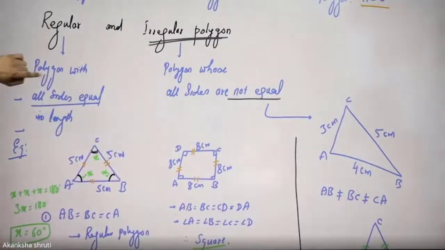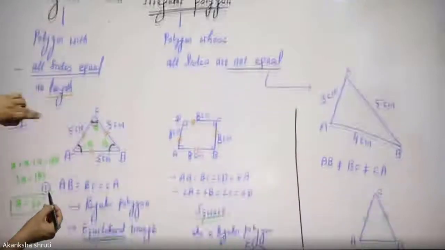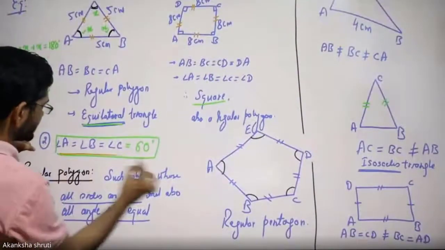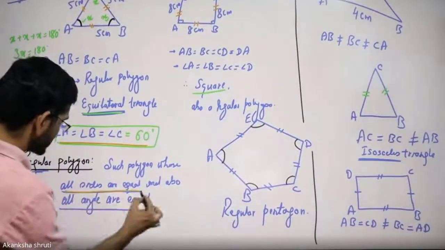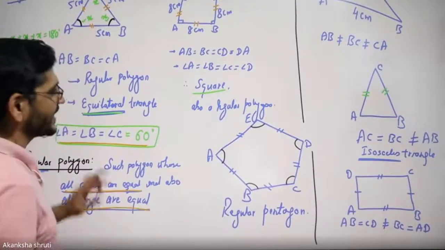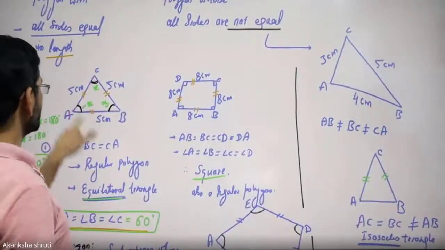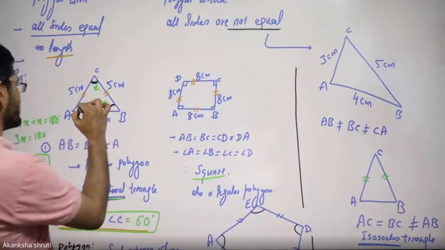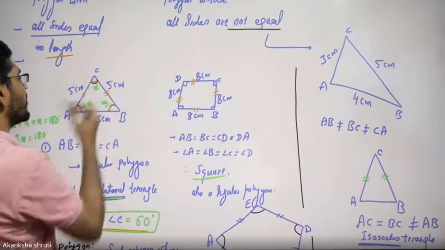Students, regular simply means all the sides are equal, or side lengths are equal. Their angles are also equal, student. These 2 are the conditions. So for a regular polygon, all sides are equal, all angles are equal. Like for a triangle, when these 3 sides are equal, it is called an equilateral triangle. At that time, we will get that these 3 internal angles are also equal.